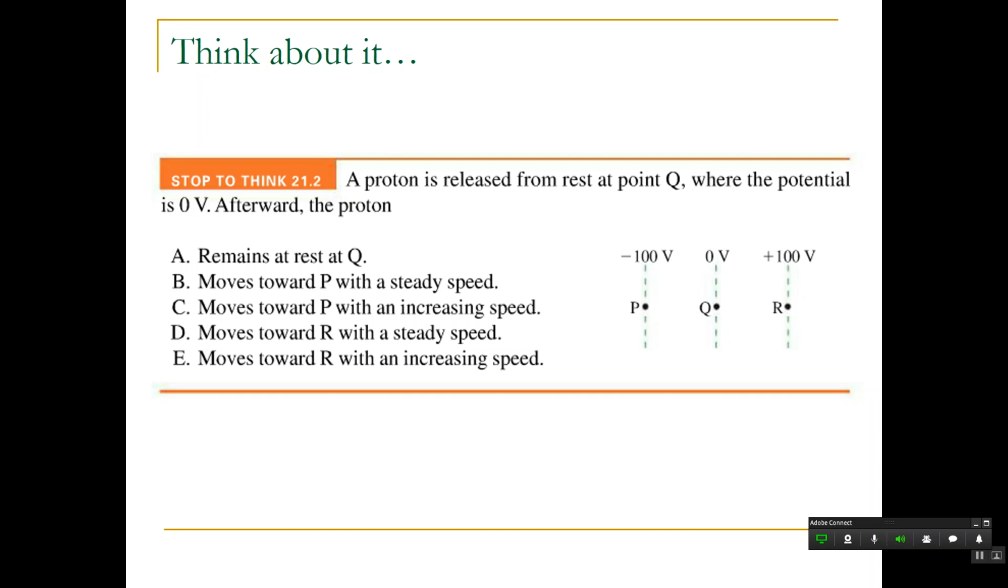Moves towards P at a steady speed. Bronwyn, what do you think? Moves towards P at an increasing speed. Nicholas, you agree with that? Okay. So Marco said steady speed. Bronwyn says increasing speed. They're right in the sense that it goes towards point P, but which one of them is right in terms of the speed? Is it constant or is it non-constant, and why?